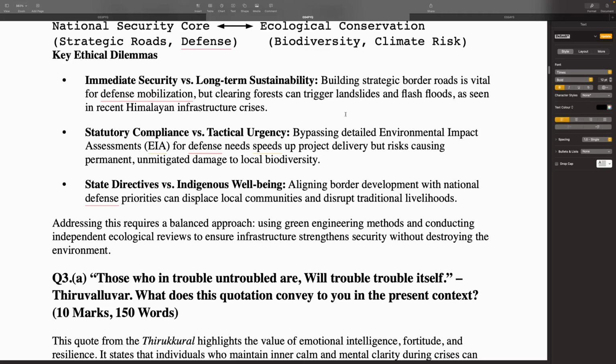State directives versus indigenous well-being. Aligning border development with national defense priorities can displace local communities and disrupt traditional livelihoods. Addressing this requires a balanced approach. Using green engineering methods and conducting independent ecological reviews to ensure infrastructure strengthens security without destroying the environment.